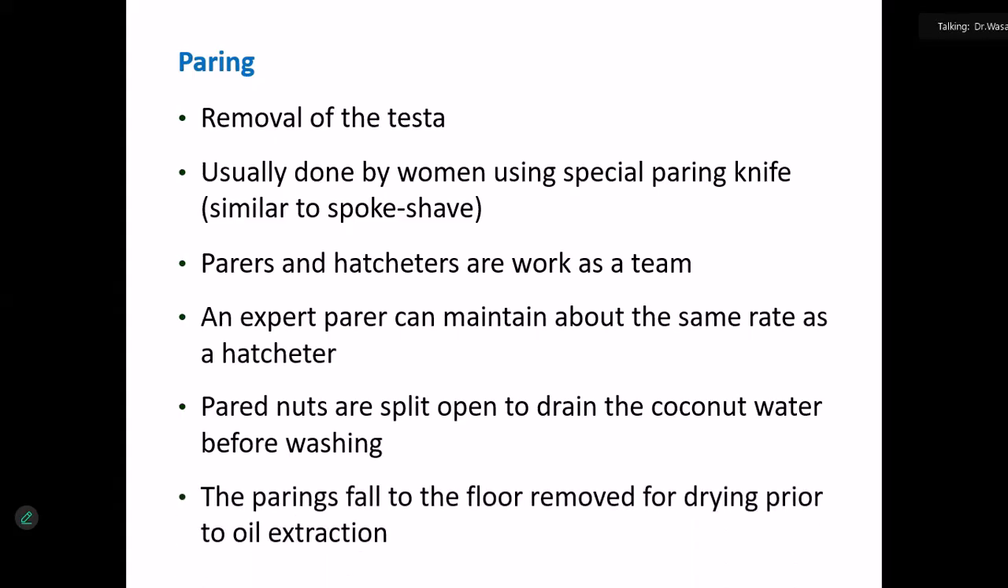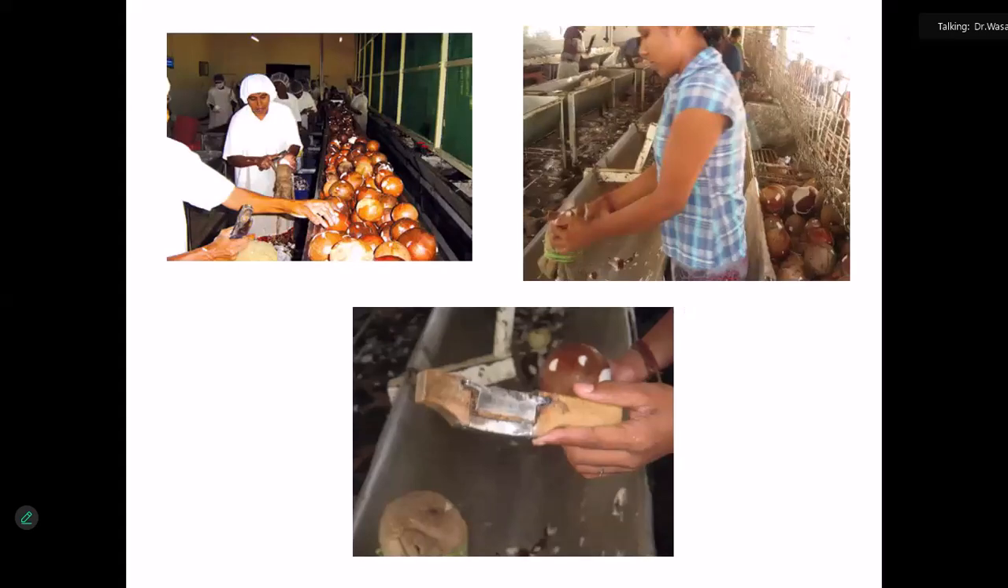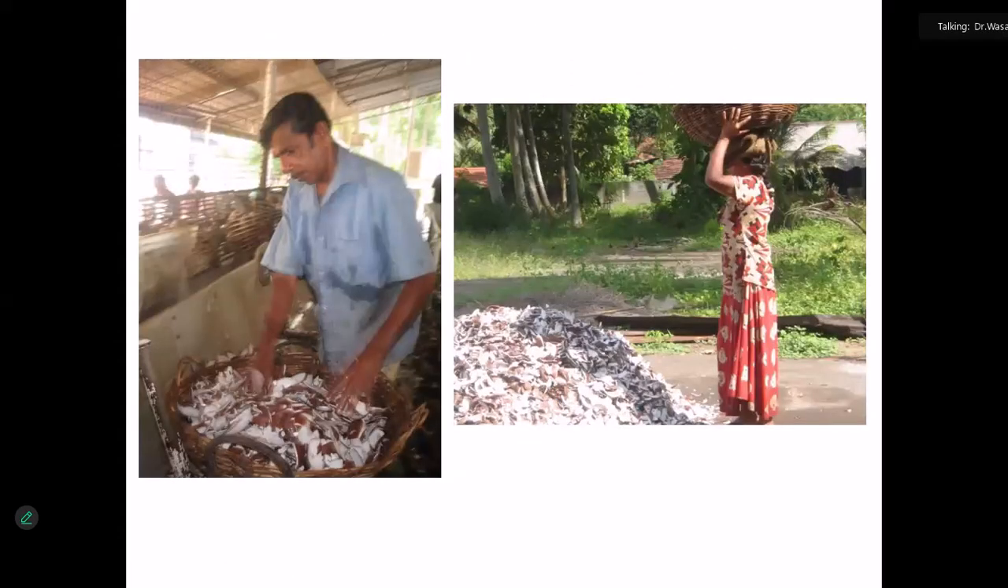Then the parings, brown color testa, fall to the floor and are removed for drying and oil extraction. Even that paring is used for oil extraction. We name it crude oil. In Sinhala, kurutel. You can see here, this is the brown color one. This is the pairing knife. This is the mechanical pairing. This is manual pairing. You can see here, these are the parings. They collect and dry in the yard for oil extraction.